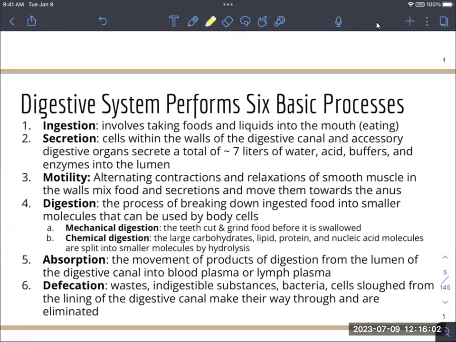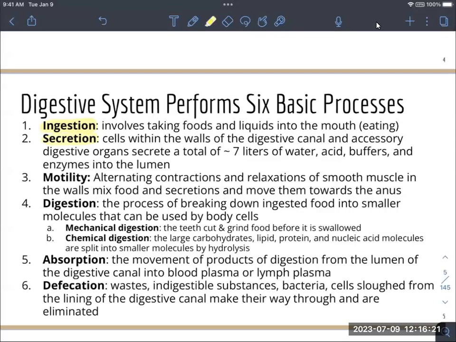So our digestive system does these 6 different processes as well. So we do ingest, just like the last slide says. So we do take in foods and liquids orally. Secretion.